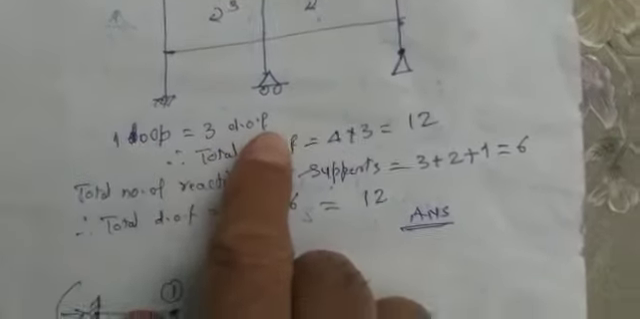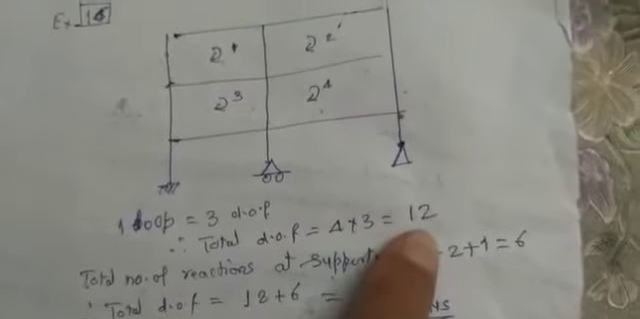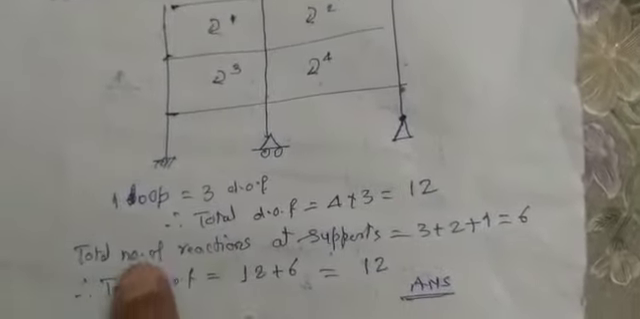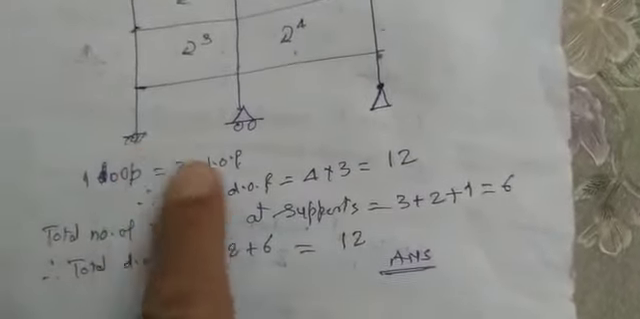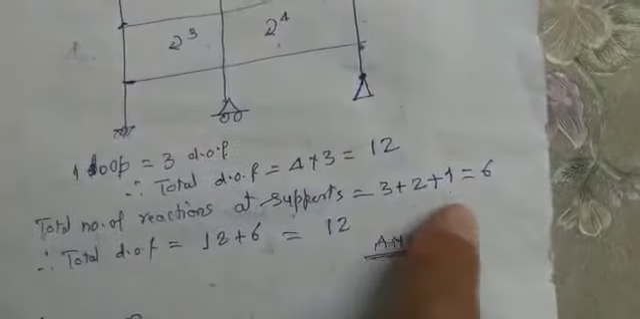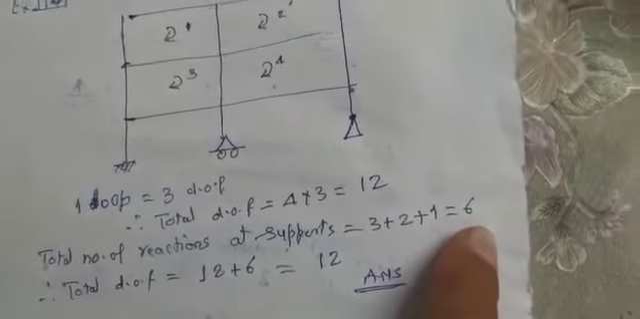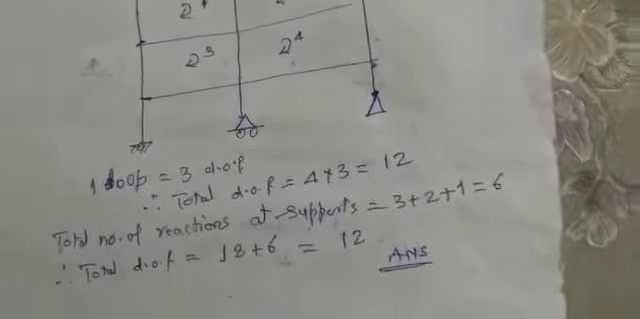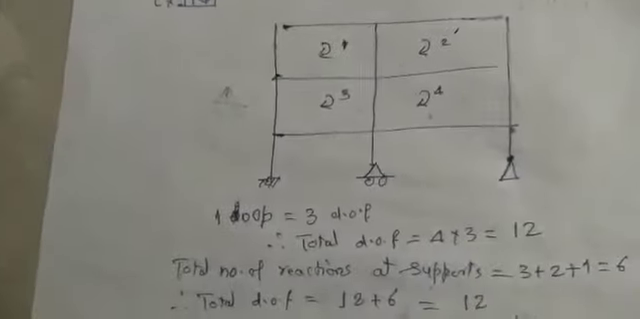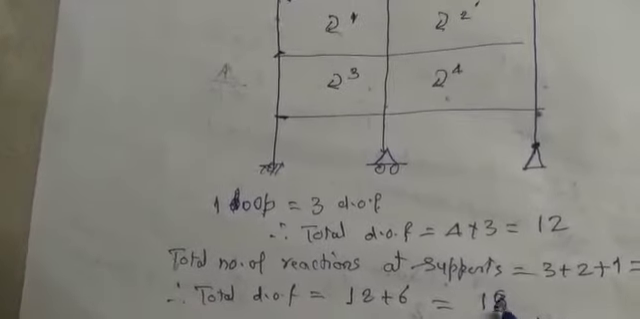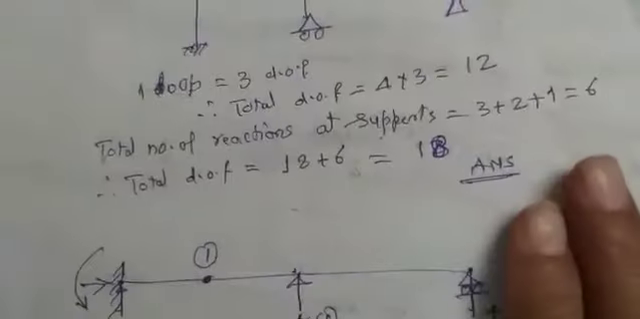One loop, 3 degrees of freedom. The total number of loops is 4, that comes out to be 12. And the total number of reactions, that is supports, will be 3 at one point, 2 at this point and 1 at the other, total 6. So the total degree is 12 plus 6, it will be taken as 18, not 12. It will be 18 degrees of freedom.